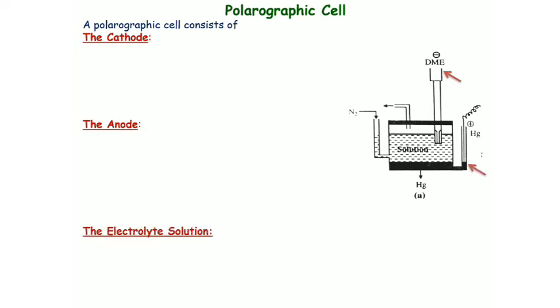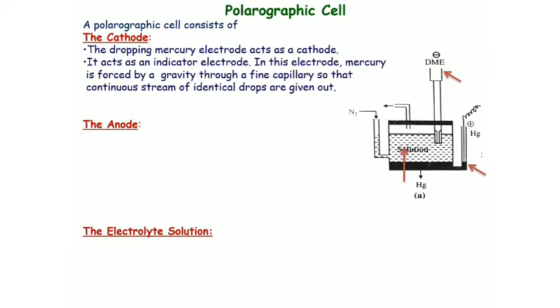anode and electrolytic solution. Generally in polarography, DME, dropping mercury electrode, acts as a cathode. It acts as an indicator electrode. In this electrode, mercury is forced by gravity through a fine capillary. Here the fine capillary is present, and mercury flows through this fine capillary, and continuously the drops of mercury fall into the electrolytic solution, and these drops coming out through the capillary act as a cathode.